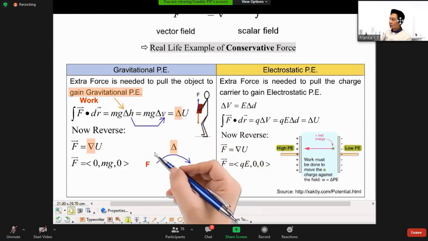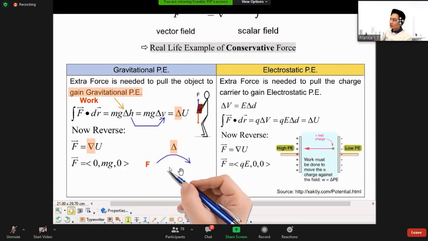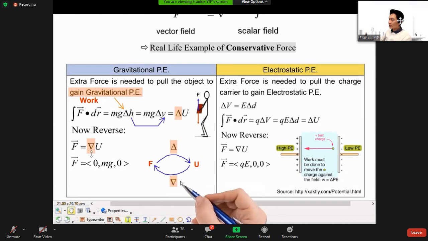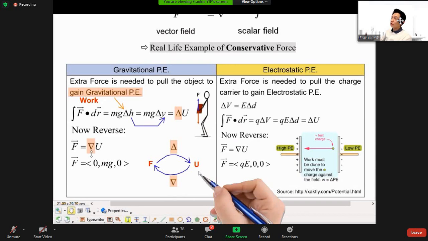Once again, if I would like to get the capital F by using U, I use delta U to get it. Another version is that if I would like to get back the F, I use del U to get it. Got it? It's different. Do you know what I'm saying?